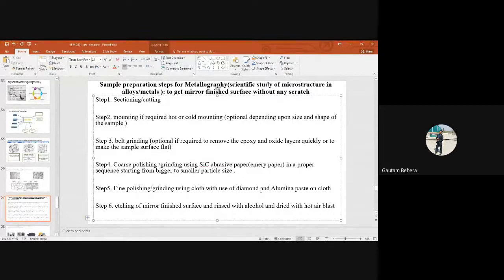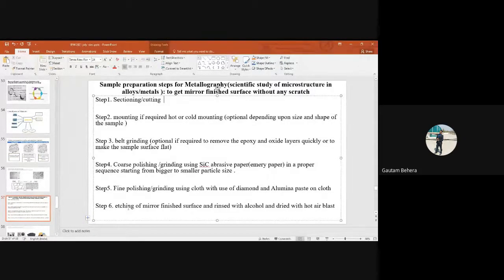Always remember, we are going in a particular sequence, where the particle size becomes smaller and smaller, so that we can get a mirror finish surface at the end. There will be no scratch. Then the next step is what? The next step is the etching step.